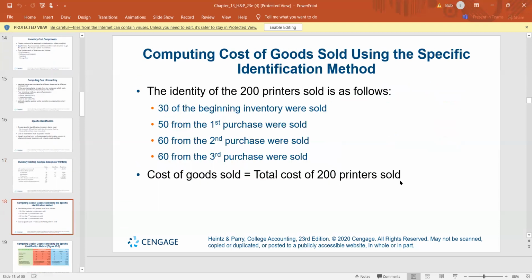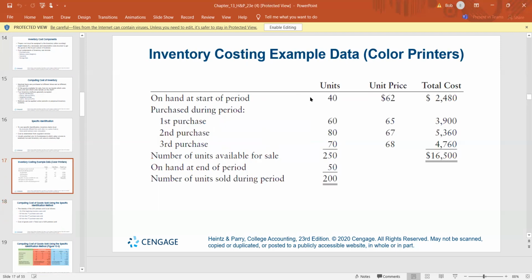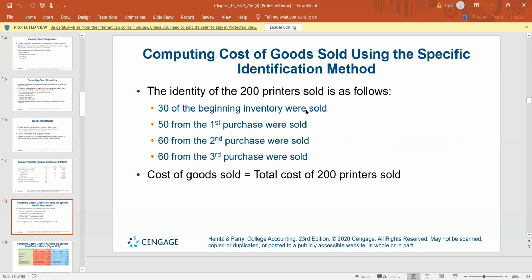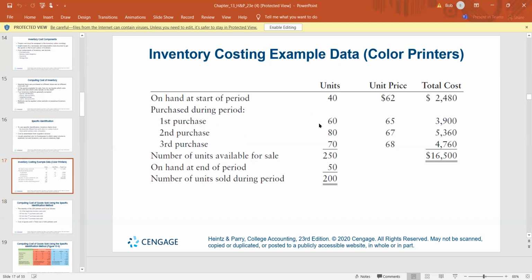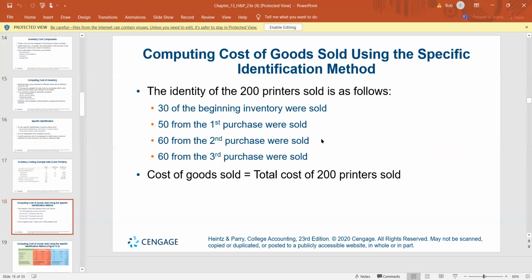Specific ID. Okay, we had sales. It looks like we sold 200 printers. Under specific ID, they're telling you that 30 came from the beginning inventory, 30 came from this one, 50, 60, and 60 came from the next three purchases. We sold 50 from here, 50 from here, and whatever that was. Total cost of goods sold, 200 printers. Specific ID method's pretty easy.